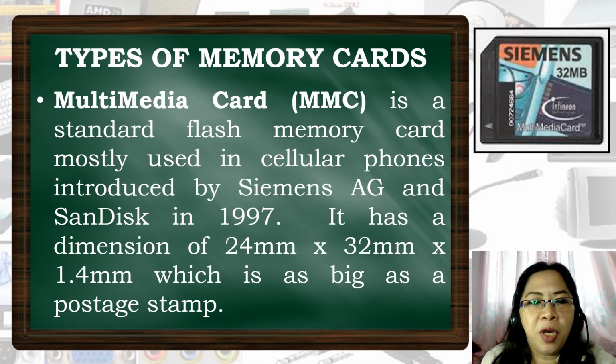Another type of memory card is the MultiMedia Card or MMC. It is a standard flash memory card mostly used in cellular phones, introduced by Siemens AG and SanDisk in 1997. It has a dimension of 24 millimeters by 32 millimeters by 1.4 millimeters, which is as big as a postage stamp.